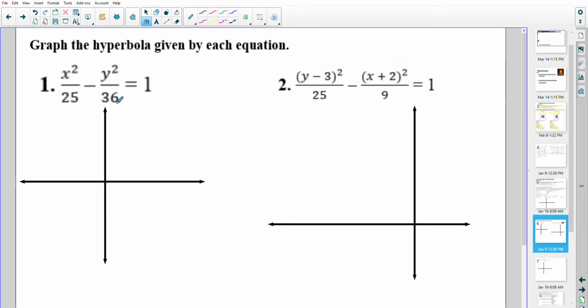First of all, looking at this one, I want to identify all of the key parts. The center is 0, 0. My A is equal to the square root of 25, B is the square root of 36, and I want to also identify which way it's going to open up. So the transverse axis is going to be horizontal. This is the center. Your A is 5 units out, and your B is going to be 6.